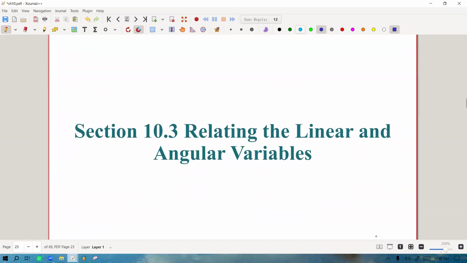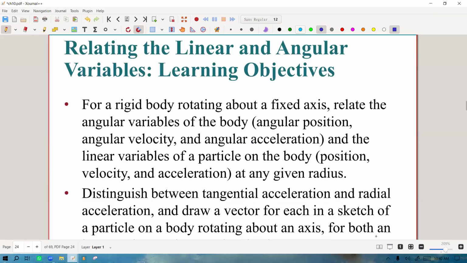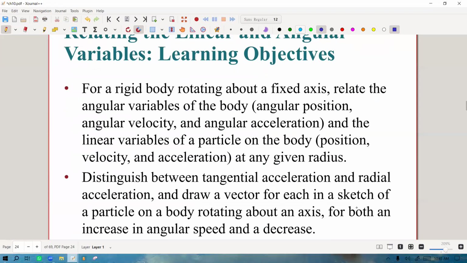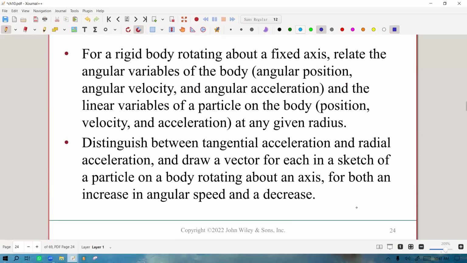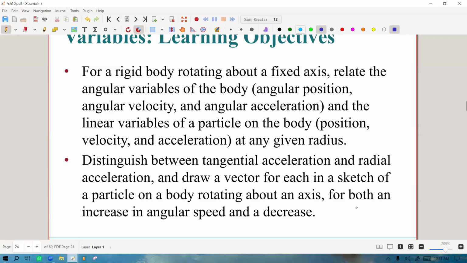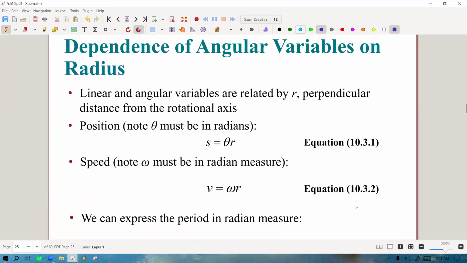Okay, and then relating the linear and angular variables. For a rigid body rotating about a fixed axis, relate the angular variables of the body, angular position, angular velocity and angular acceleration, and the linear variables of a particle on the body. We can distinguish between tangential acceleration and radial acceleration. Here, dependence of angular variables on radius.